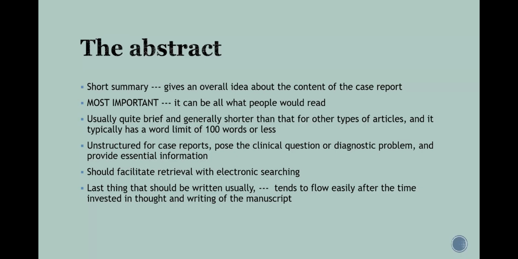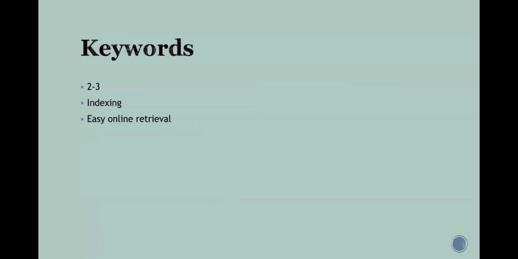Your first two or three sentences should be very attractive, and it should facilitate retrieval with electronic searching. What I do, and I have read around, and what different authors do, is write it last. First they write the whole manuscript and then they write the abstract, because then it's very easy, it just flows like that.